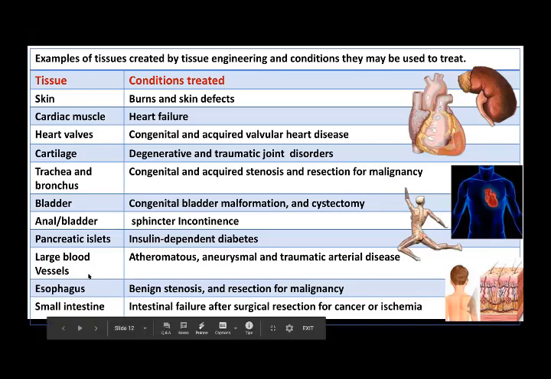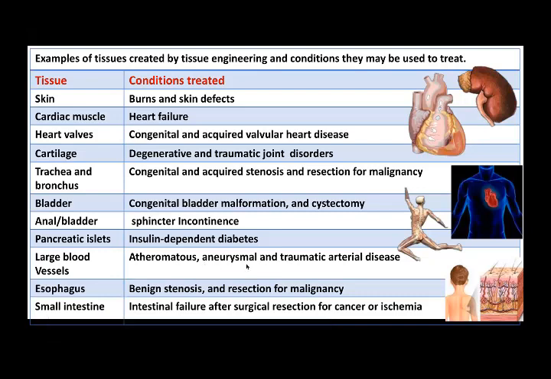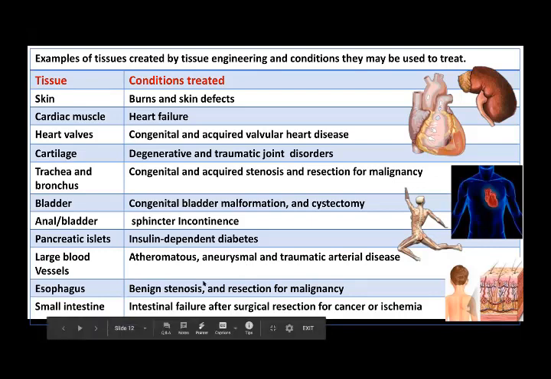Large blood vessels, atheromatous, where atheromas form, aneurysmal or traumatic arterial disease, laceration, everything. Esophagus, just a benign stenosis and resection, again for malignancy. Congenital conditions also occur, benign stenosis, congenital atresia and all. Here, esophagus tissues that are tissue engineered could be helpful.